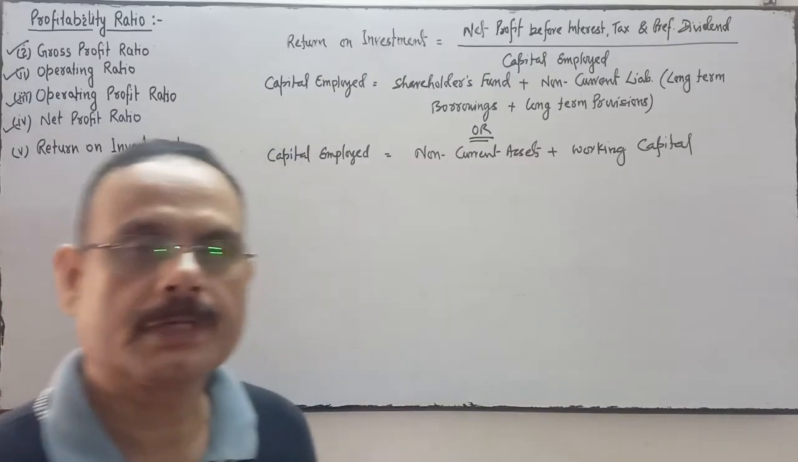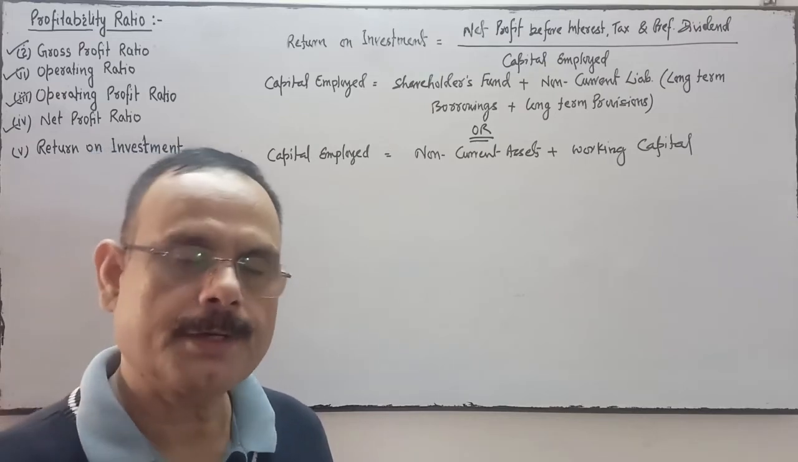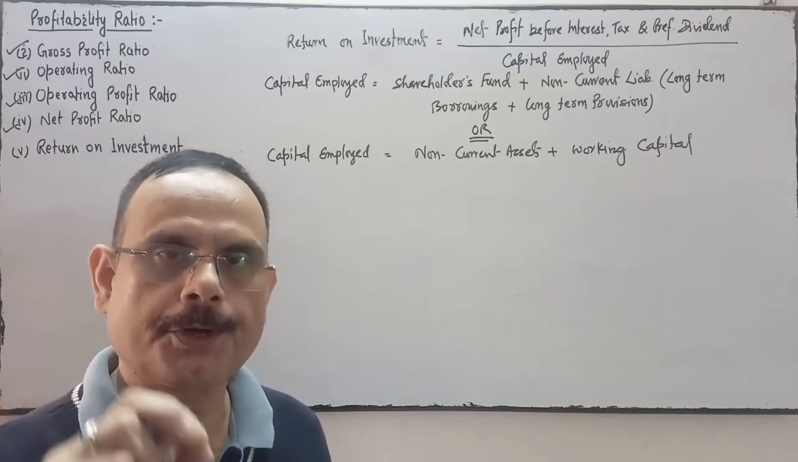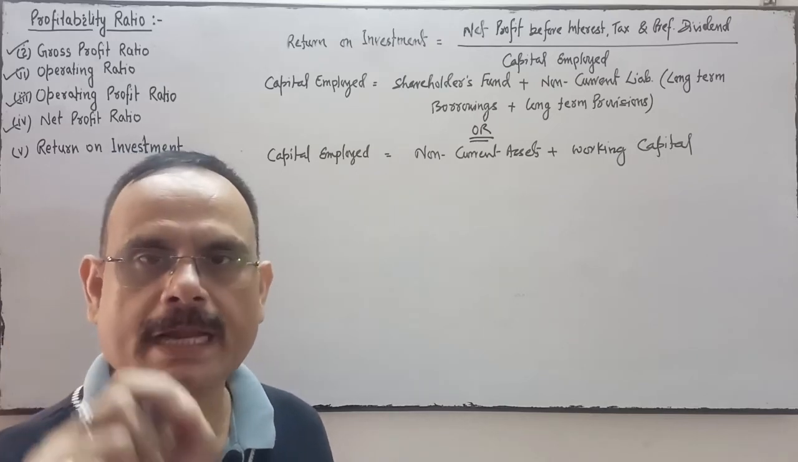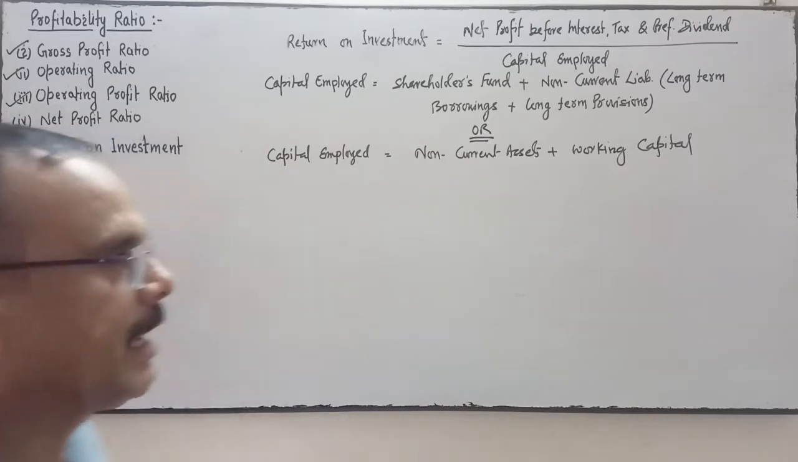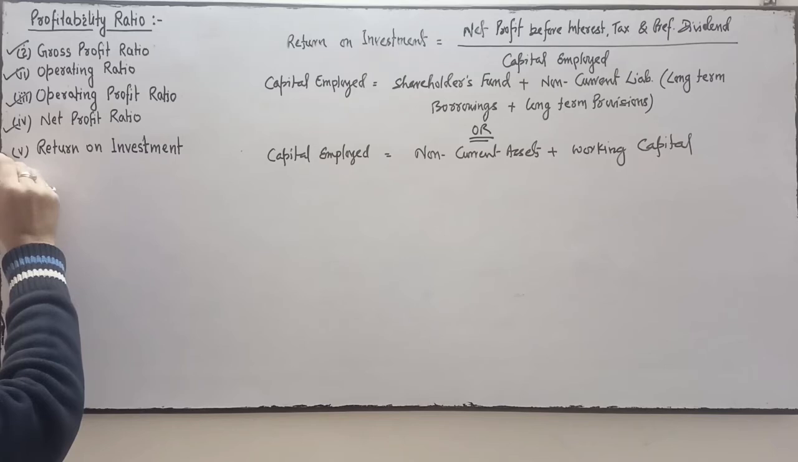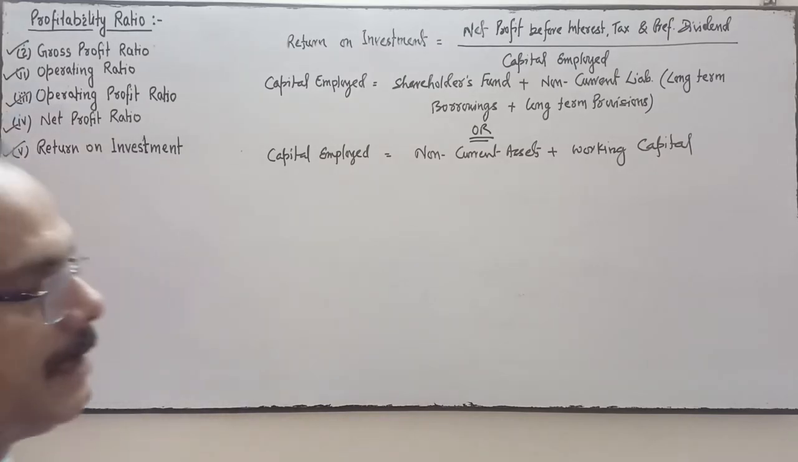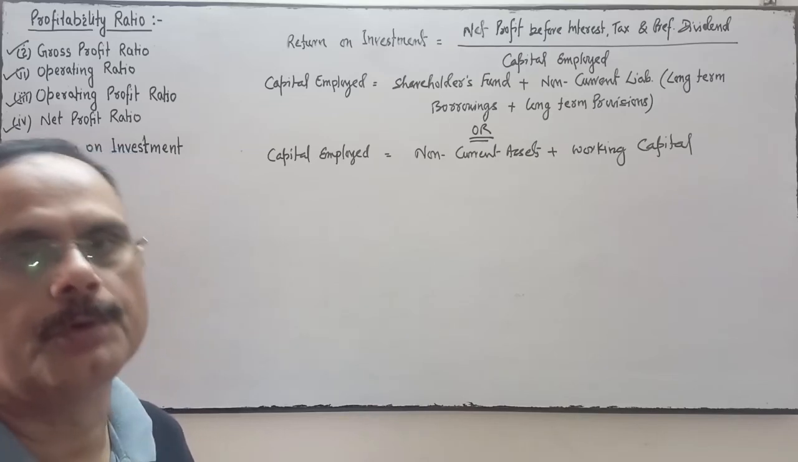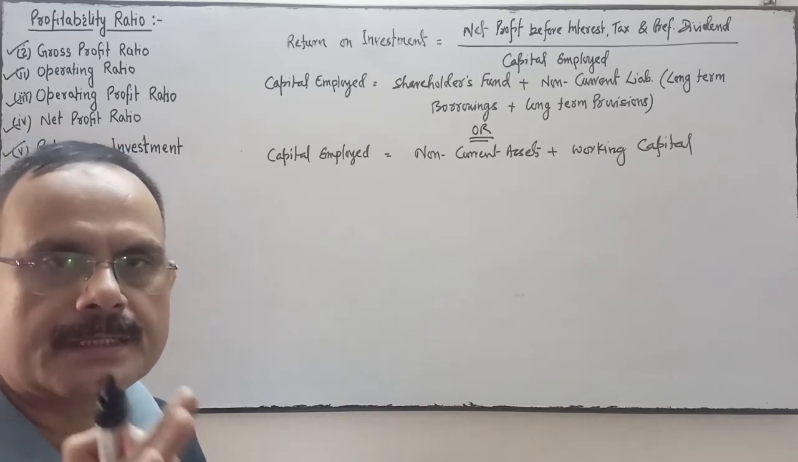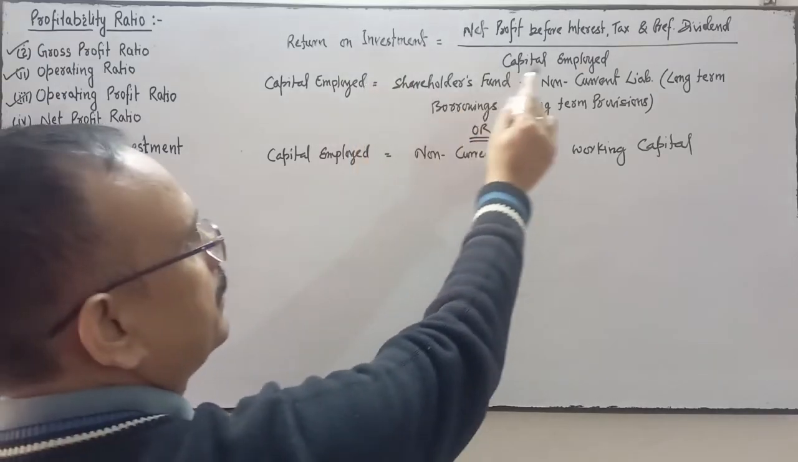Now the next ratio is return on investment. Return on investment is equal to net profit before interest, tax and preference dividend upon capital employed. So the last ratio in our syllabus related to profitability ratio is return on investment.